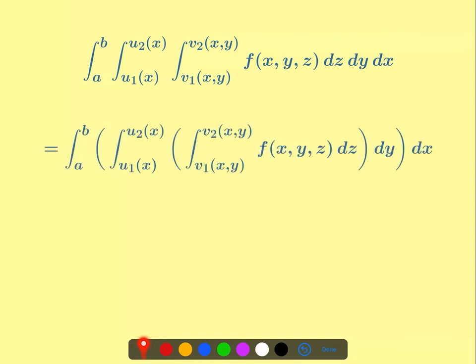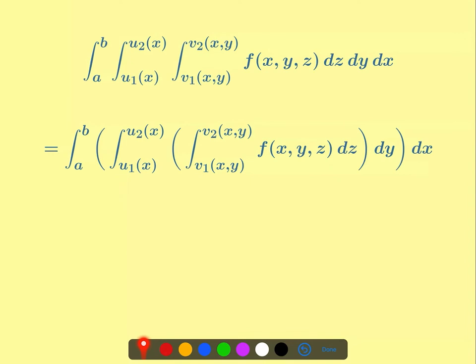I wanted to emphasize here what this means. So you're integrating with respect to z first. That's why I put this here. And then after you solve that integral, you're integrating with respect to y. And then after you solve that integral, you're integrating with respect to x.